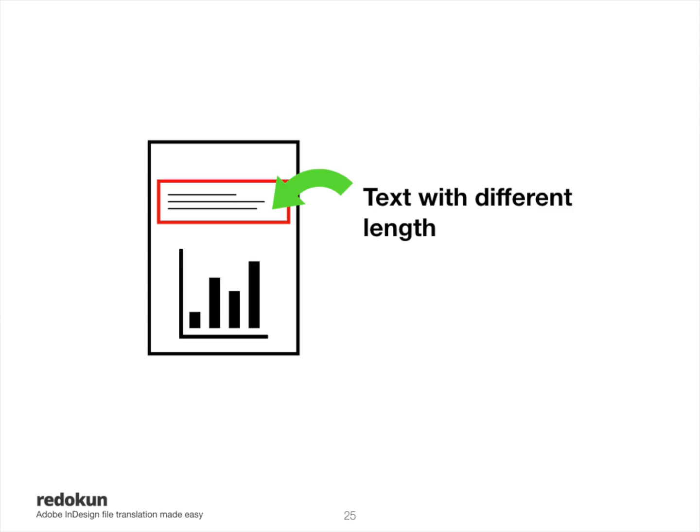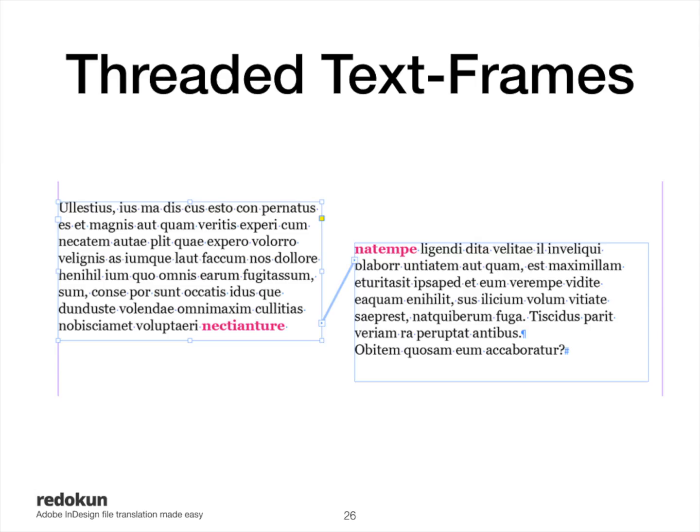You can avoid it by creating a layout that is ready to host a longer or a shorter language. And how you do it is pretty simple. So this is a threaded text. It means that the text in the left box flows directly into the box on the right.